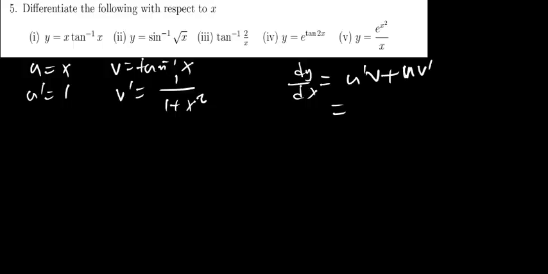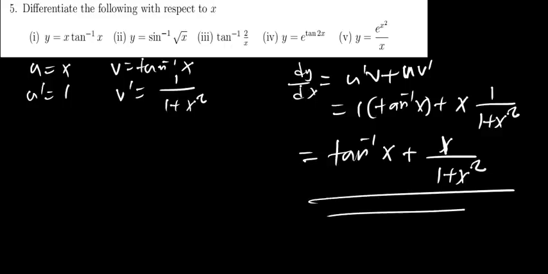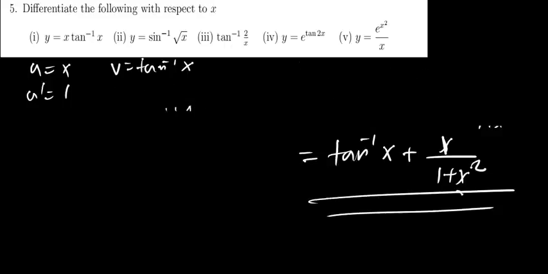So what is my u prime? It is 1. What is my v? It is tan inverse of x, plus what is my u? My u is x. What is my v prime? That is 1 divided by 1 plus x squared. To simplify this, the answer becomes tan inverse of x plus x divided by 1 plus x squared. This is my answer. Okay, let's go to part 2.